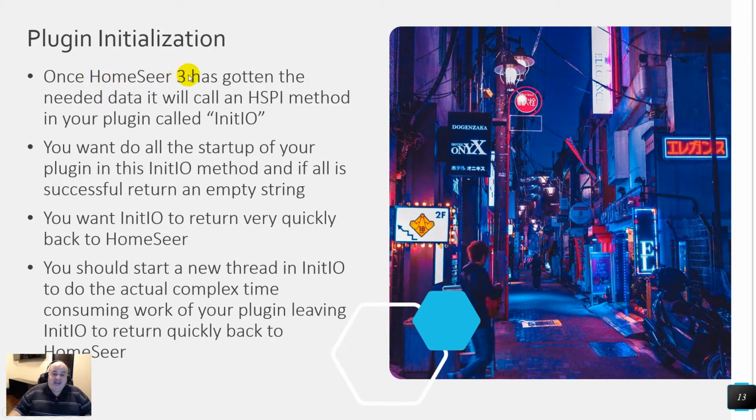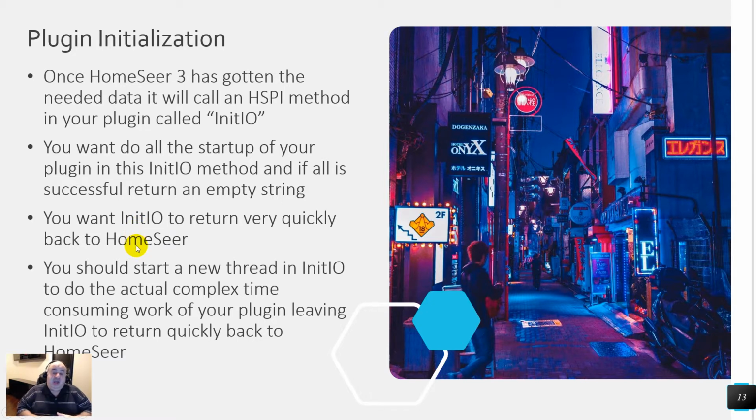Once HomeSeer has gotten the data it needs, it then calls a method within your HSPI class called init.io. Init.io is where the beginning of your code execution in your plugin begins. That's where you want to initialize hardware, kick off a thread that does the actual work. But even within init.io, you want to get out as quickly as possible. HomeSeer won't stick around long in init.io before it bombs out. It expects init.io to return back very quickly, and if everything goes well, it expects an empty string back. So what you want to do here is start a new thread within init.io that does all the work, and then let init.io return very quickly back to HomeSeer.